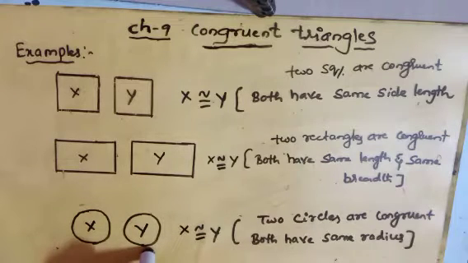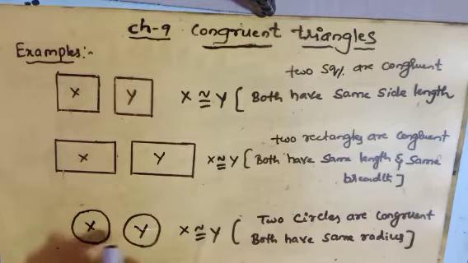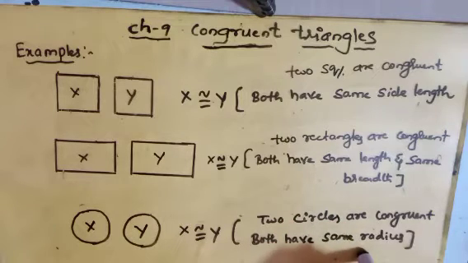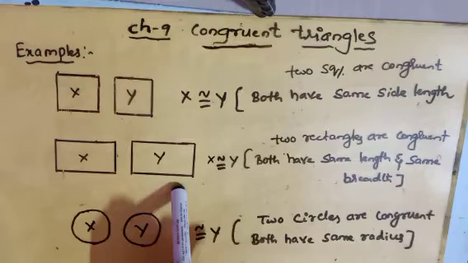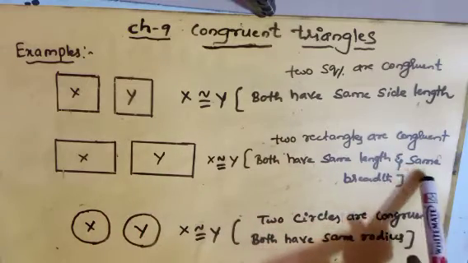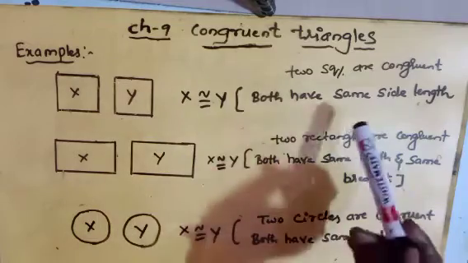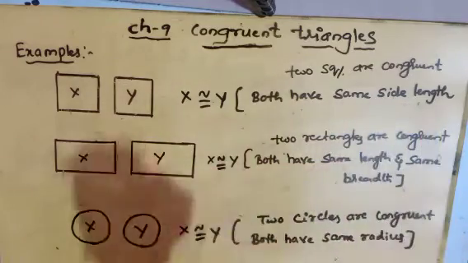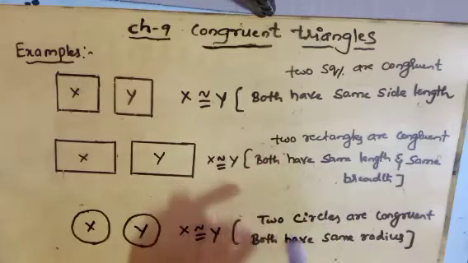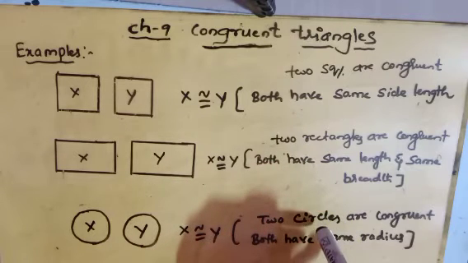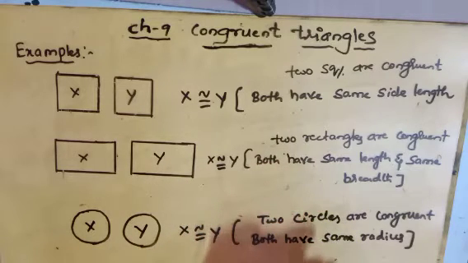The circle also: when we say both are congruent, it means both the circles have the same radius, so we say that X is congruent to Y. For rectangles, congruent means both have the same length and breadth. As well as the square, congruent means both have the same side length. And for the line segment, both are the same when they have the same length. So these are some examples of congruent figures.